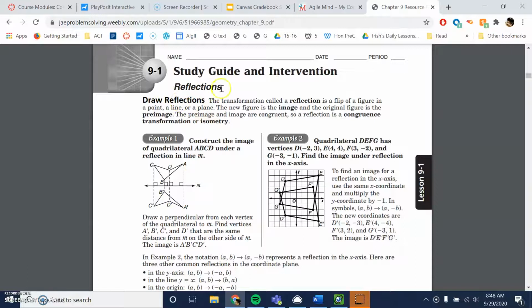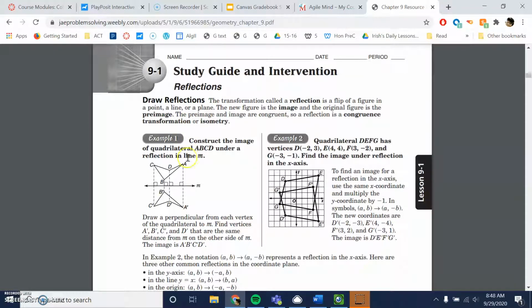Okay, we are doing reflections today. We did translations last time, now we're going to do reflections. What is a reflection? Well, let's find out. See this first sentence? The transformation called a reflection. Transformations are all these things, that's what we're going to call them. That's the umbrella term. Translations and reflections are part of transformation. So a reflection is a flip of a figure in a point, line, or plane. The new figure is the image, and the original figure is the pre-image. Okay, write that down from your PDF or from the video.